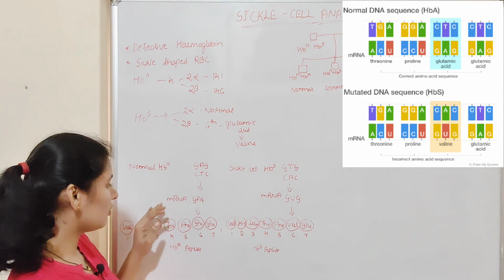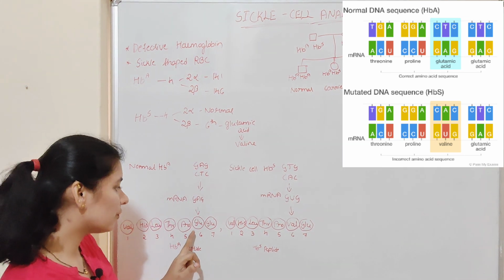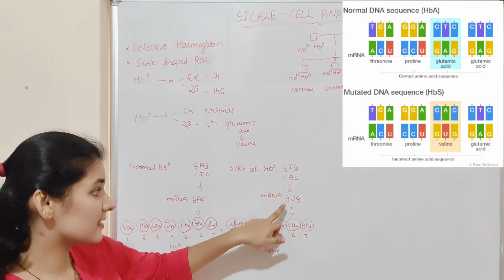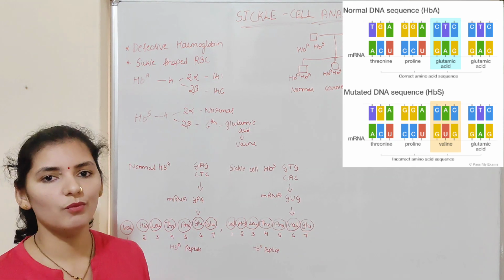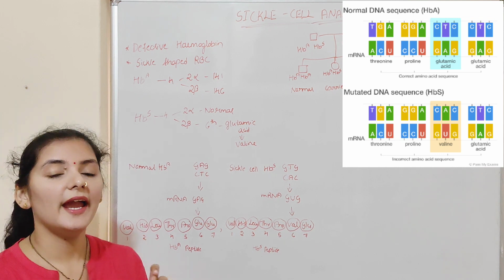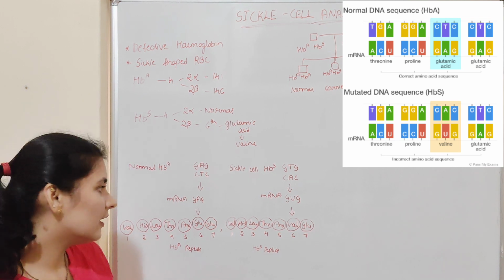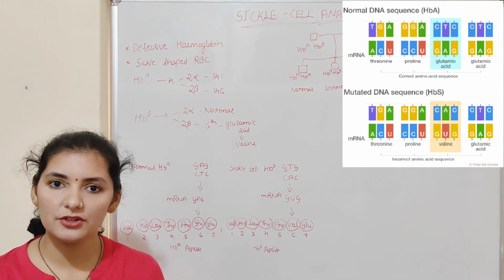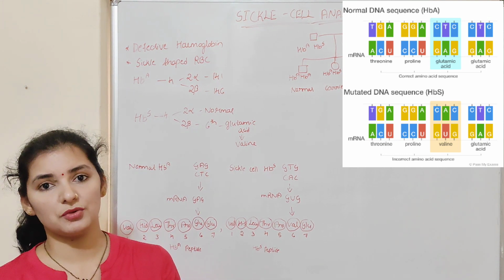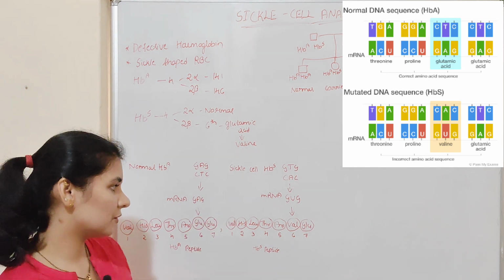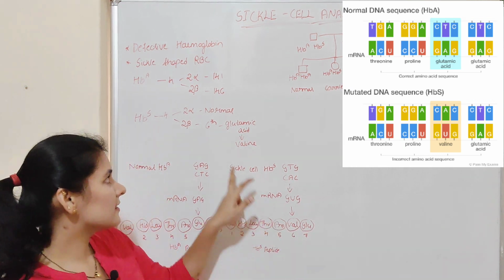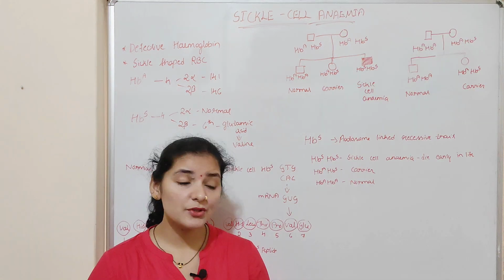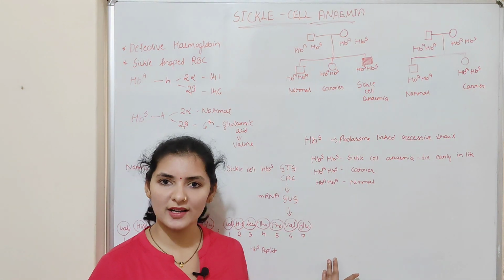In the first case, or the normal case, GAG codes for glutamic acid, whereas in the second case, or the sickle cell anemia case, GUG codes for valine. So that is how at the 6th position of the beta chain, the glutamic acid is replaced by valine. It is mainly due to the single base substitution. So because of single base substitution, valine is present at the 6th position of the beta chain instead of glutamic acid. This mutant hemoglobin now undergoes polymerization.